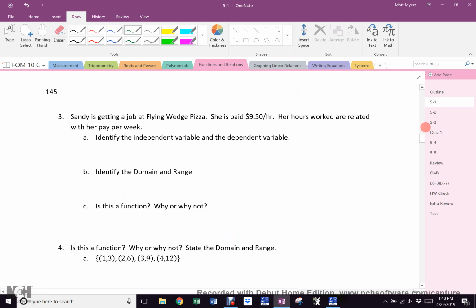Turn the page over. Sandy's getting a job at Flying Wedge Beach. She's paid $9.50 an hour. You can tell how old this is. Minimum wage is no longer $9.50 an hour. Her work hours are related to her pay per week. We understand they're related, right? Because the two things we're counting are her hours at work and her pay. So as soon as I'm comparing two things I count, I have a relation. All right? Everyone agree? Okay.